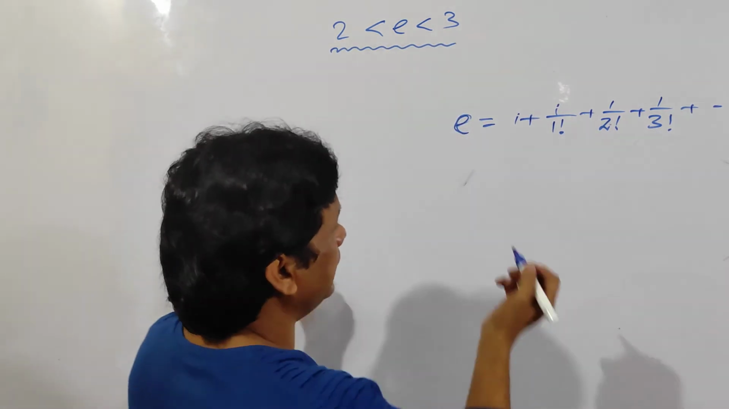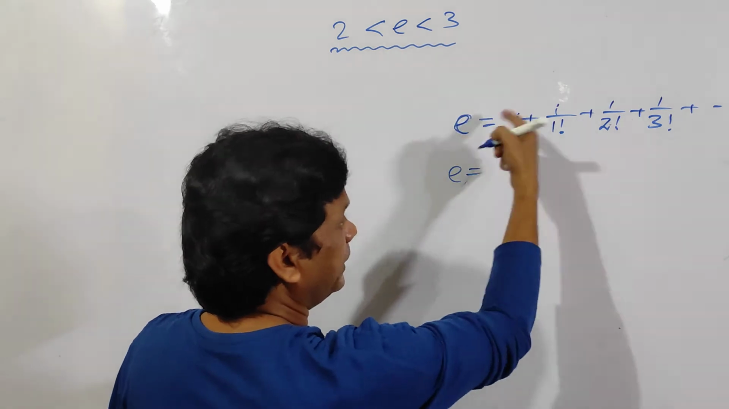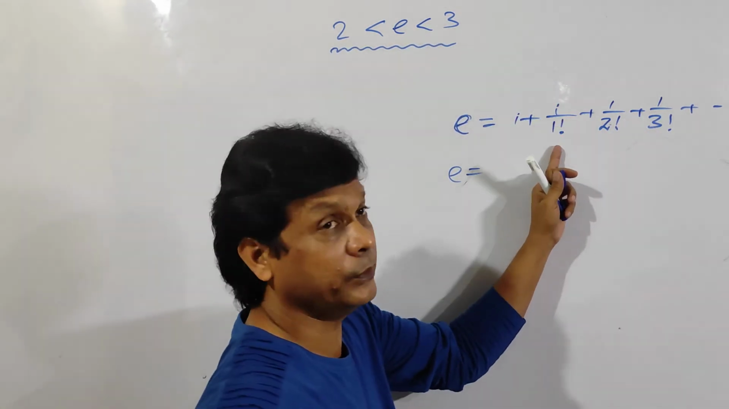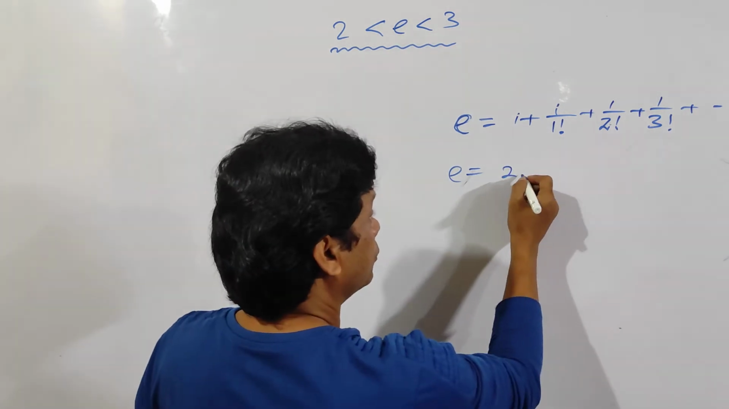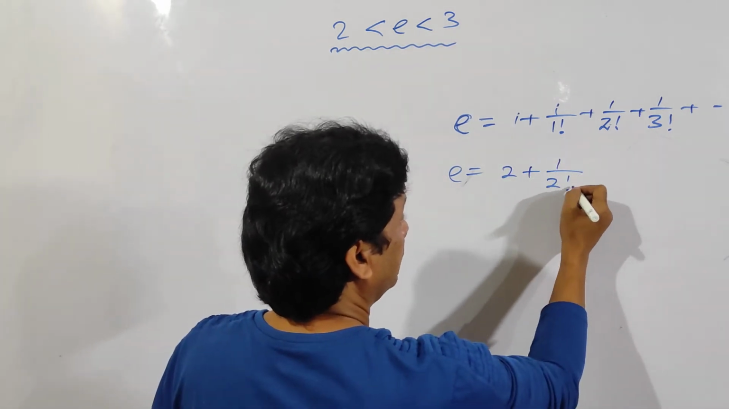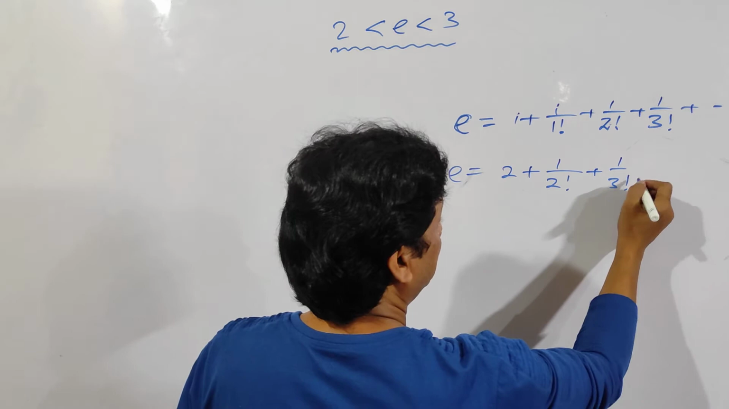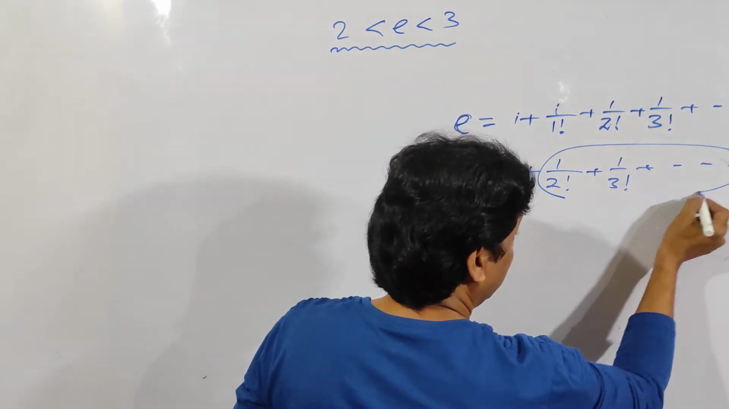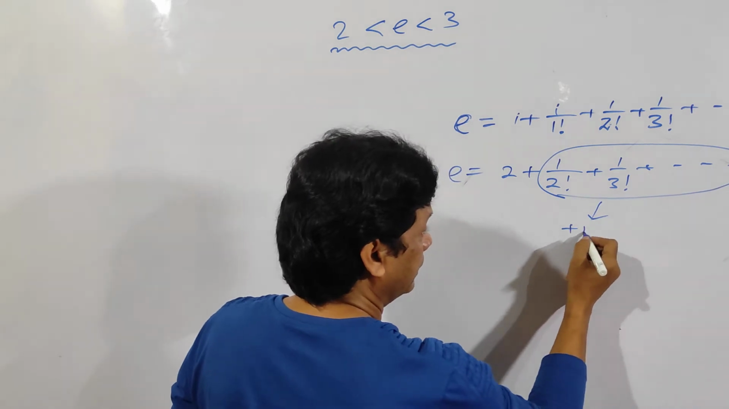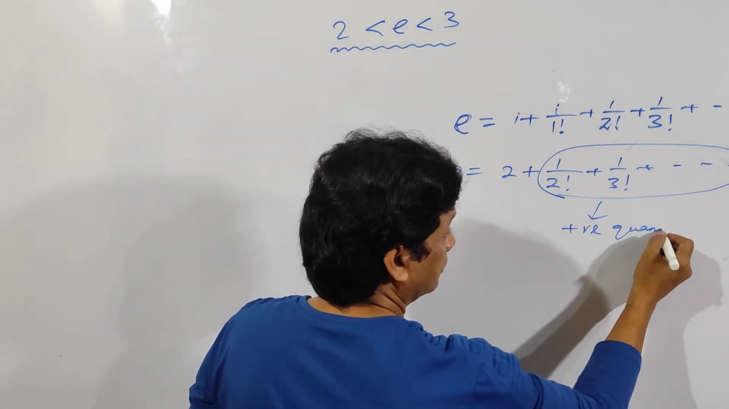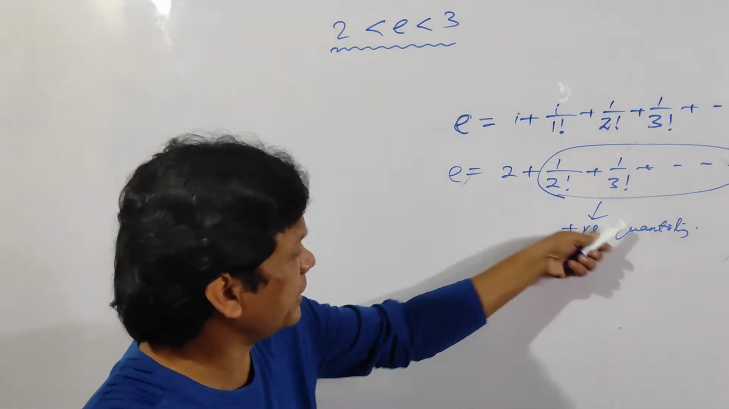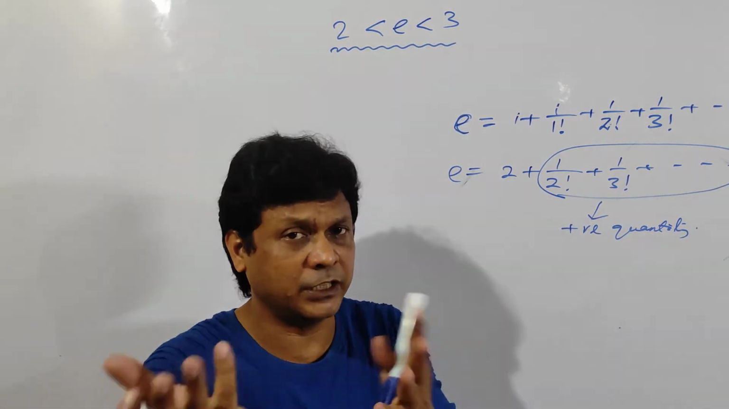Okay, see here, very interesting. The value of e is equal to 1 by factorial 1, and factorial 1 is 1, so 1 by 1 is 1. So 1 plus 1 is 2, so 2 plus 1 by factorial 2 plus 1 by factorial 3 plus so on. So 2 plus something, and this something is a positive quantity. Clear? So 2 plus something, that means the value of e is greater than 2.